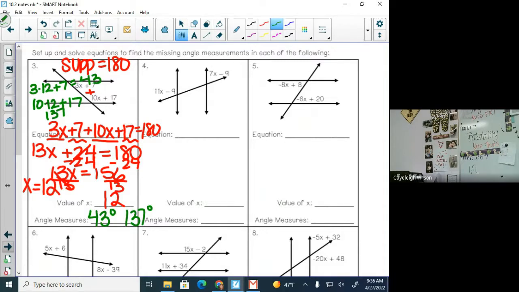All right, let's look at number 5. They don't give us enough room. I know. And look at all the empty space at the bottom. I know, right? Okay, let's look at number 5.